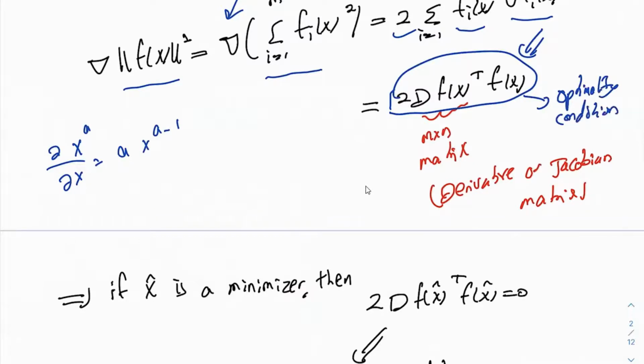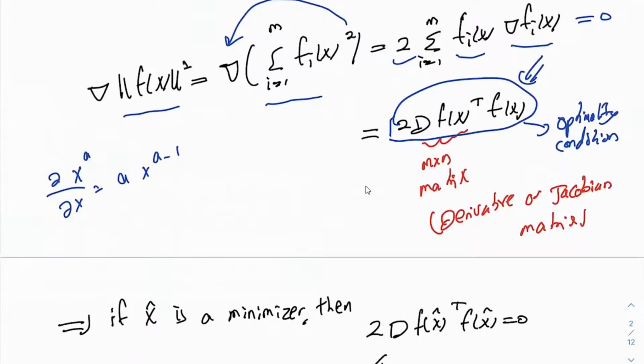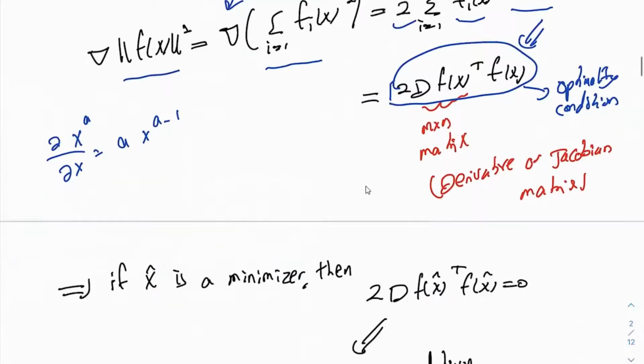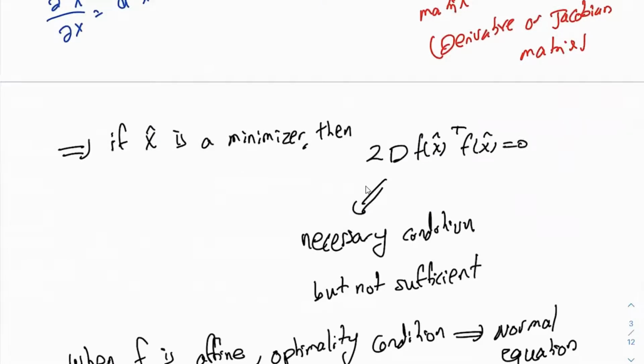But before this, I want to make sure that everybody is familiar with this concept. This derivative or Jacobian matrix, I talked about in one of the videos. I make sure to put a link to it in the description. Definitely check that out. It's pretty important, and we use it extensively for the nonlinear least squares, right? But in a sense, if x hat is a minimizer of a nonlinear equation, then we want this optimality condition to hold. It's a necessary condition. It's not sufficient, right? It's a necessary condition. So if x hat is a minimizer, we want this condition to hold.